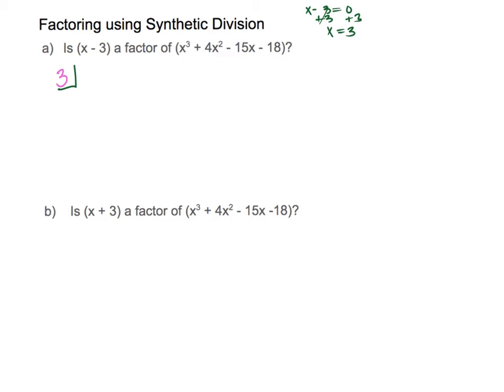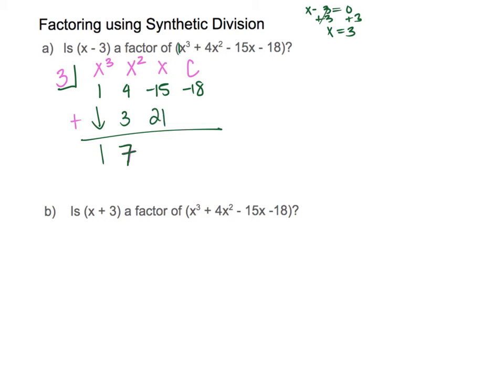So in this case, x to the third is the highest power, then x squared, x first, and then your constant. So underneath it, I'm going to have my coefficients, so it looks like a 1, a 4, a negative 15, and a negative 8. I always bring down the first number, so that's 1. 1 times 3 gives me 3, and then I always add afterwards. So 4 plus 3 gives me 7. 7 times 3 gives me 21, positive.